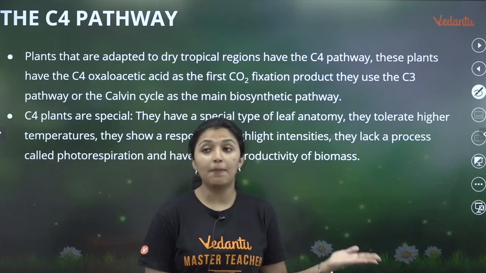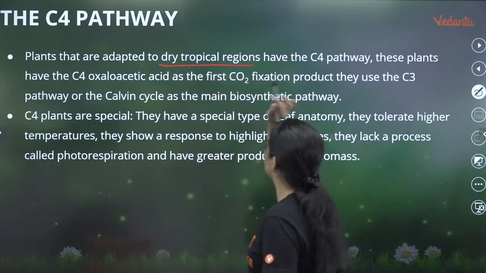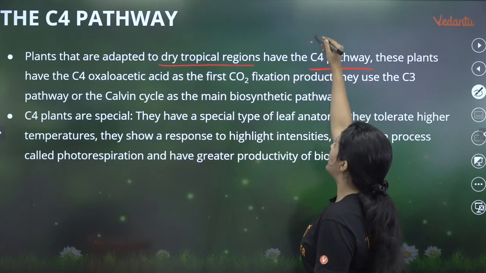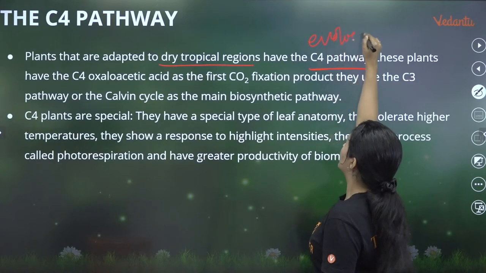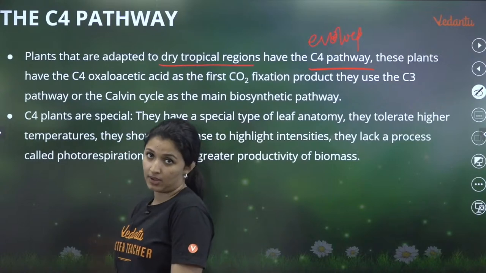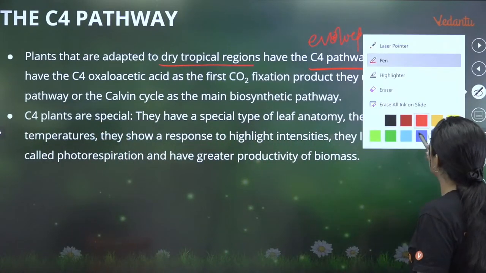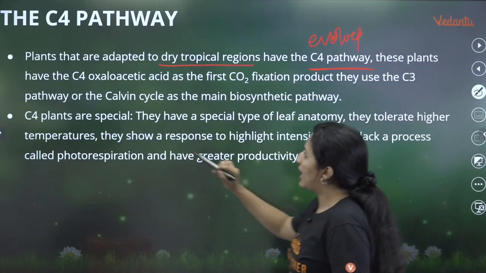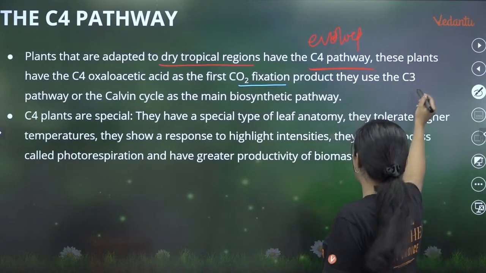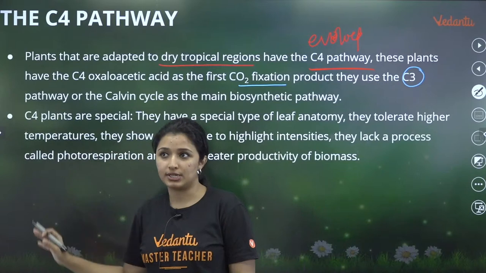So the plants evolved, in such conditions, in dry tropical regions and everything. They have something called the C4 pathway. It is an evolved pathway, a better pathway. So we have certain plants which have the C4 cycle in them. They have C4 oxaloacetic acid as the first carbon fixation product. They use the C3 cycle too, yes, the C3 cycle takes place, but it is isolated.